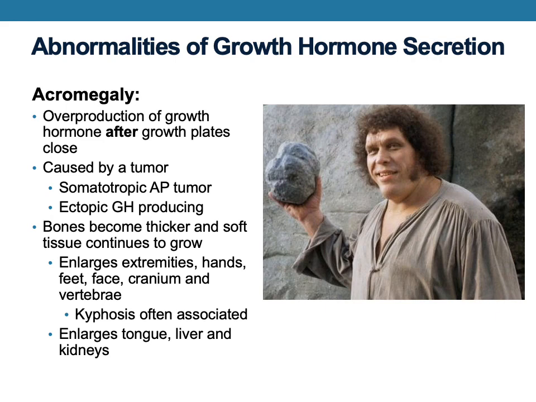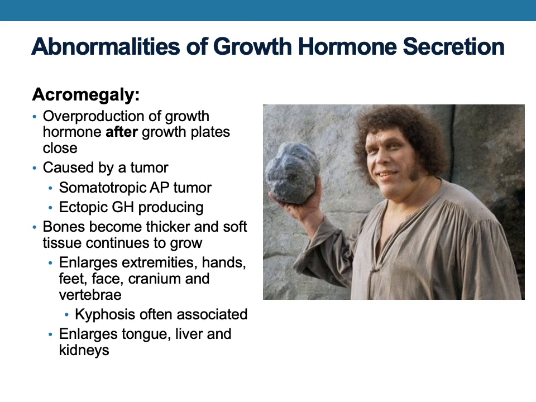Another condition associated with abnormal increased secretion of growth hormone is acromegaly. Acromegaly is caused by overproduction of growth hormone after growth plates close. This overproduction can be caused by an anterior pituitary somatotropic cell tumor or ectopic tumors elsewhere in the body that produce growth hormone. Development of tumors would have to occur after the epiphyseal plates of the long bones close.